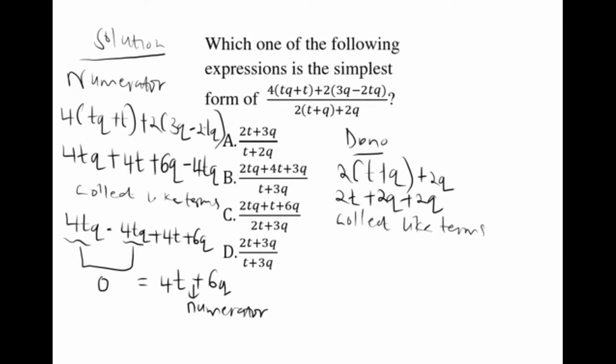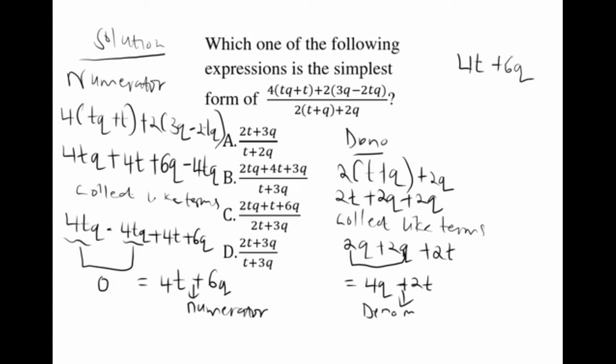Our like terms in this case, we have 2q plus 2q plus 2t. 2q plus 2q will give us 4q plus 2t. This remains to be our denominator. We can now arrange our sum as 4t plus 6q, which is the numerator, over 4q plus 2t, which is the denominator.